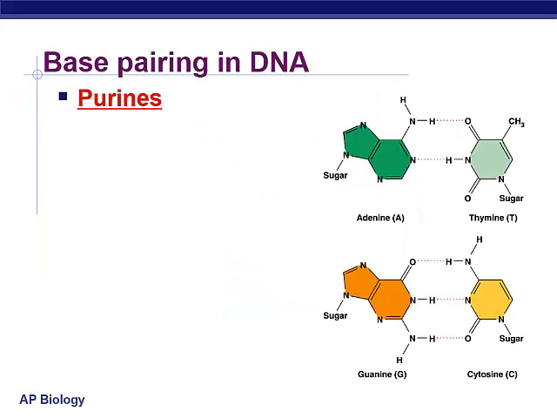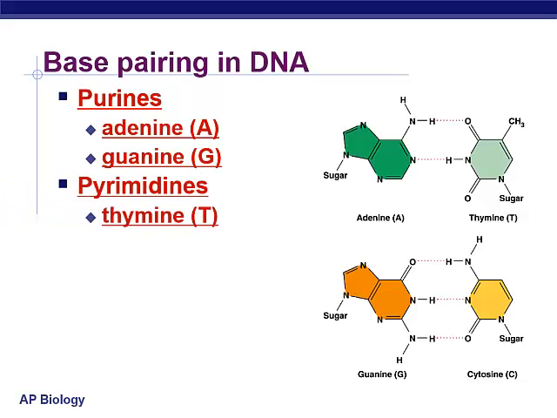Purines. Who are the purines? A and G. Remember, AG is pure. Do purines have single ring structures or double ring structures? Double. Purines are double ring structures. If you look at the picture, A here has 2 rings, and G also has a double ring structure. Pyrimidines, T and C, are single ringed structures.